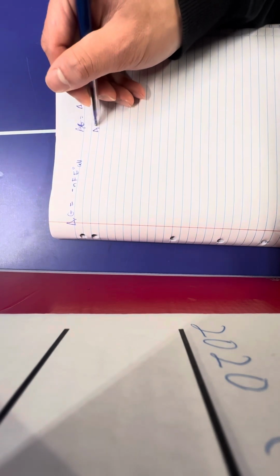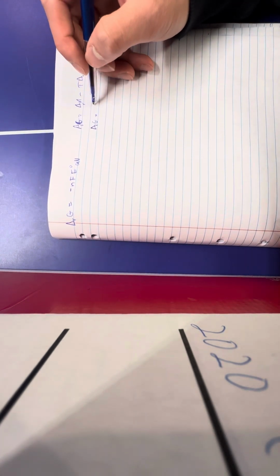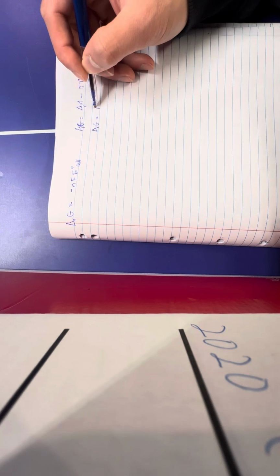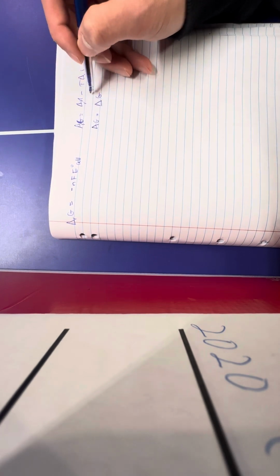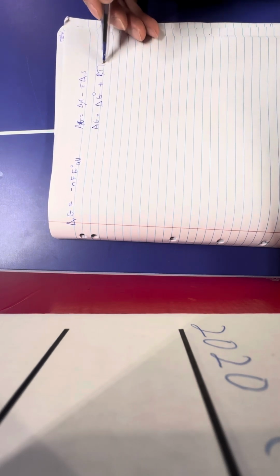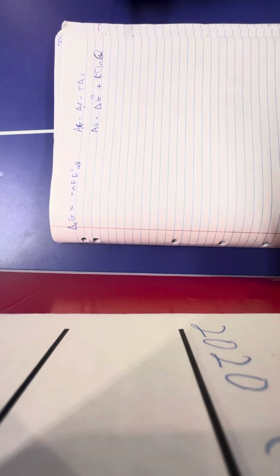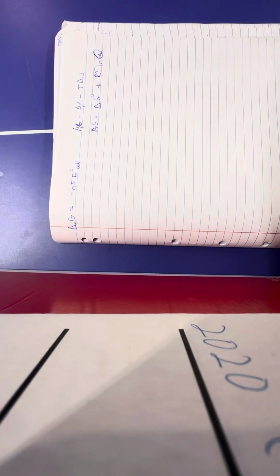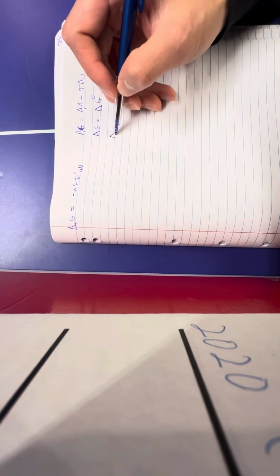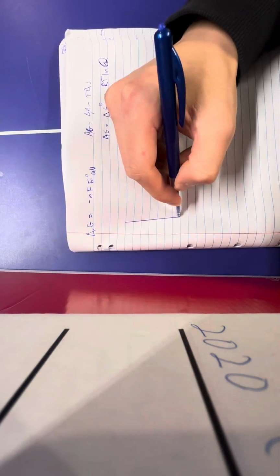Also know that delta RG is also equal, because we've got this one right here, to delta G naught plus RT ln reaction constant K. Oh, sorry, the ln Q is the general equation, but at equilibrium, delta RG will be equal to 0 because of this diagram over here.